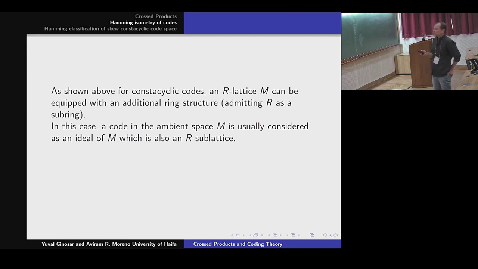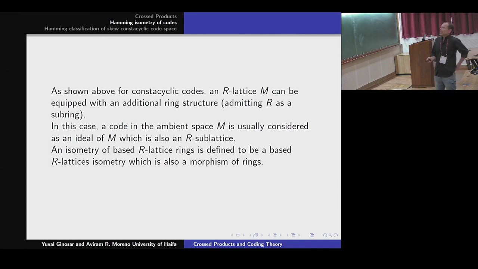But more generally, coding theorists reduce the number of codes by taking only ideals and not just R-lattices. An isometry of based R-lattice rings is defined to be a based R-lattice isometry which is also a morphism of rings. We add this condition.